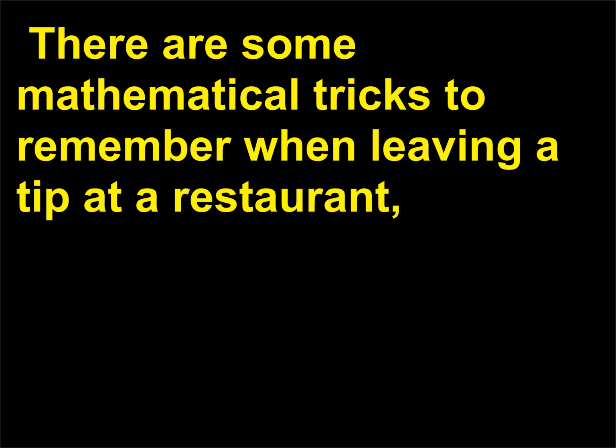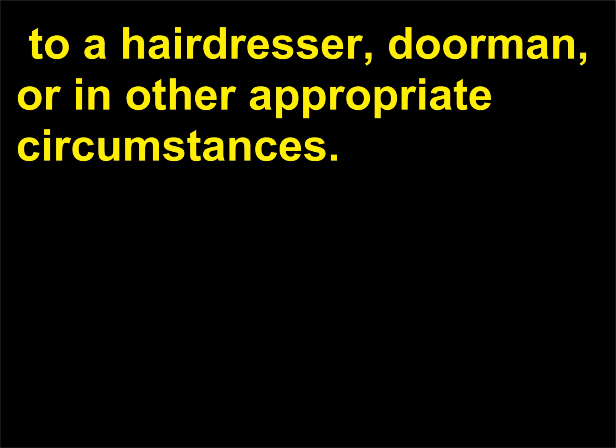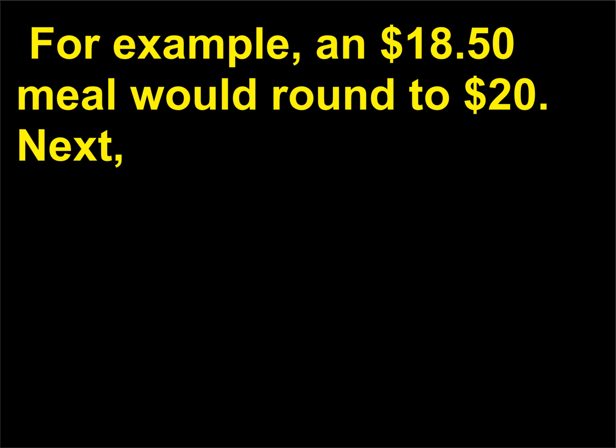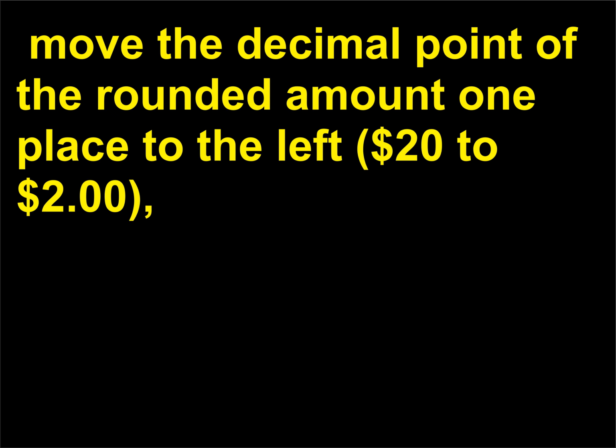There are some mathematical tricks to remember when leaving a tip at a restaurant, to a hairdresser, doorman, or in other appropriate circumstances. A good way to estimate a tip is to round the total bill to the most significant place value. For example, an $18.50 meal would round to $20. Next, move the decimal point of the rounded amount one place to the left, $20 to $2.